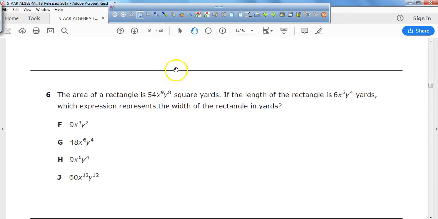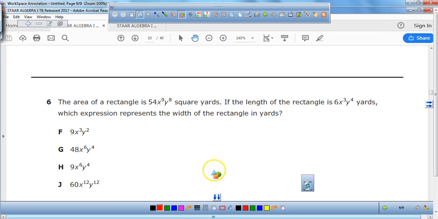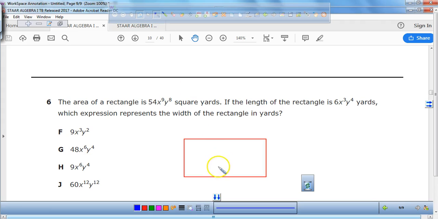Ooh, the area of a rectangle. I'm glad they gave rectangles. Those are easy. Triangles are a little bit harder. Okay. So the area of a rectangle. So we'll put area of a rectangle. Anytime it says area of a rectangle, I always draw a rectangle. 54 x to the 9th, y to the 8th. So that's the area. Hopefully you'll know that the area of a rectangle is simply the length times the width. That's something you should know by now.